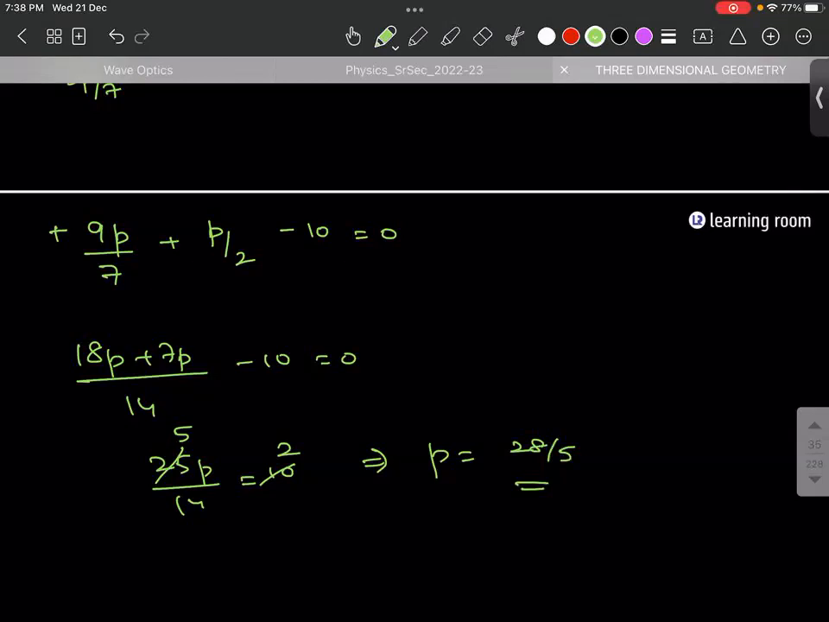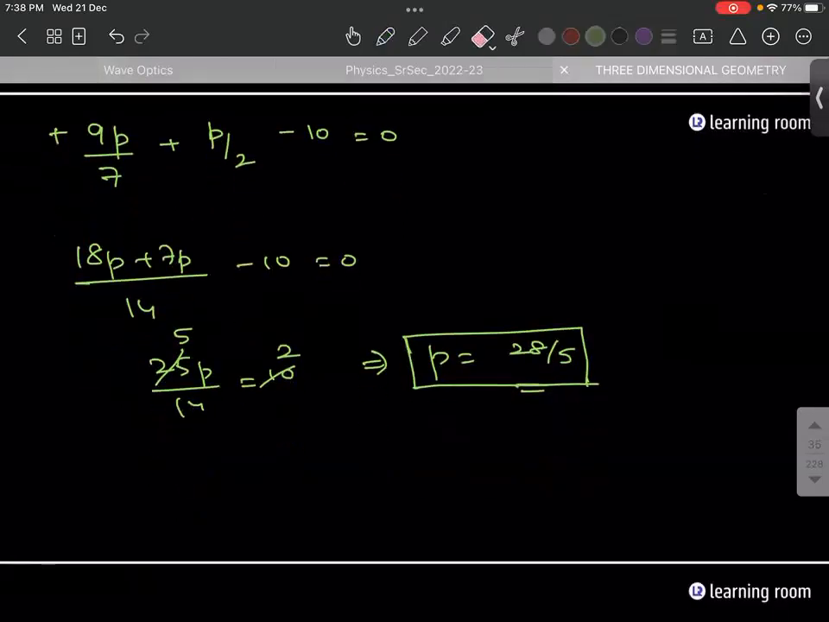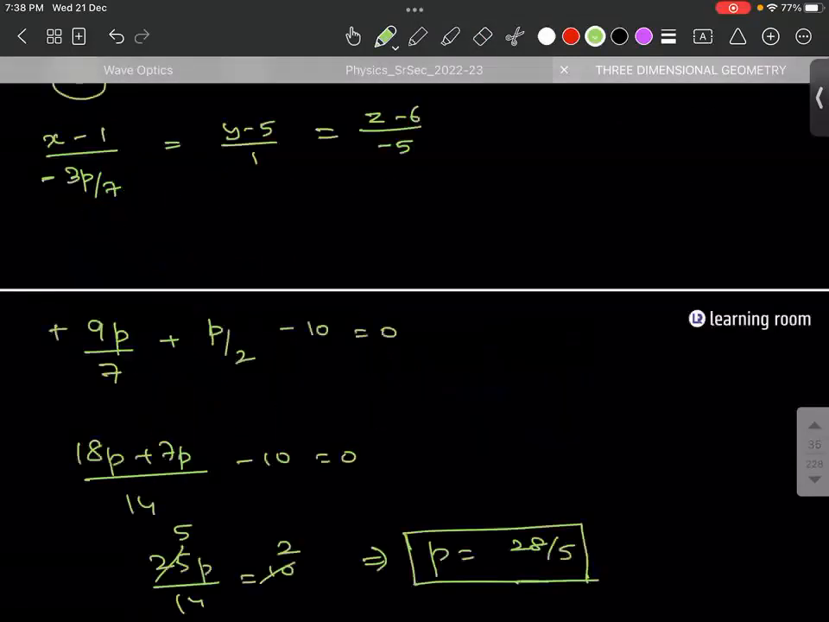I don't have the value of p here. This is what we are getting. Solution, it is not given. 28 by 5. Okay. P is 28 by 5.